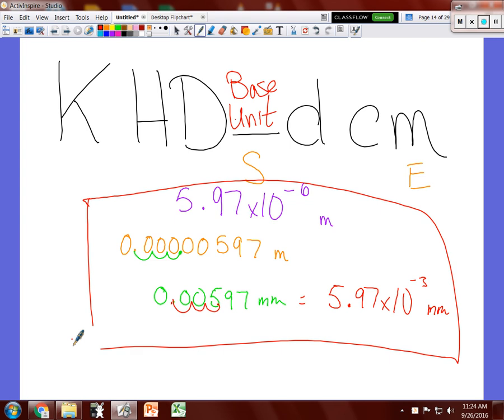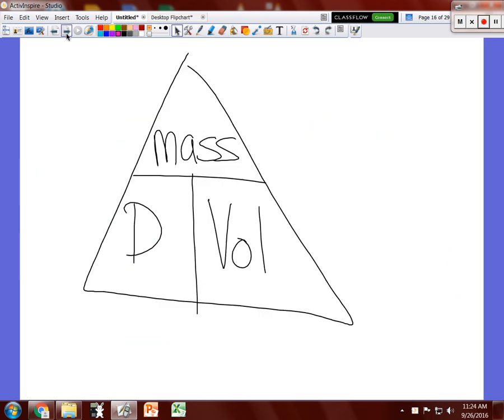Okay. Any other questions? Does anyone want me to do any more of these? Now's the time to ask, guys. All right. Anything about density? Okay. So let's look at this real quick.